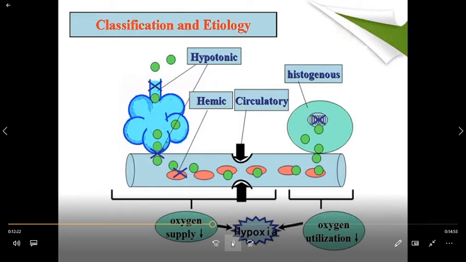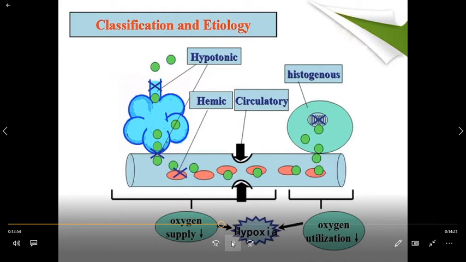The normal flow of blood is the power to take the oxygenated hemoglobin to the tissues. If the blood does not flow properly, the tissue will be short of oxygen. It's hypoxia. That's circulatory hypoxia. For example, heart failure will lead to this type of hypoxia.